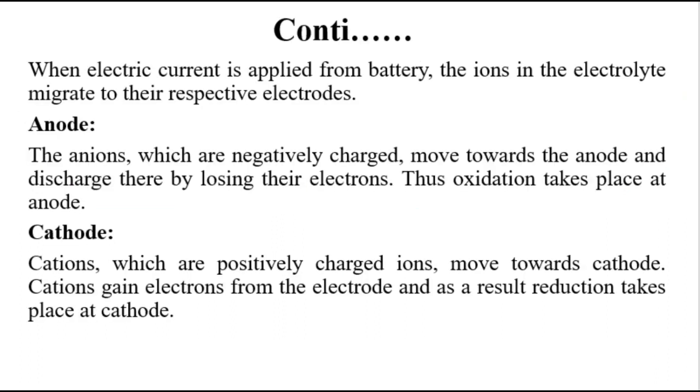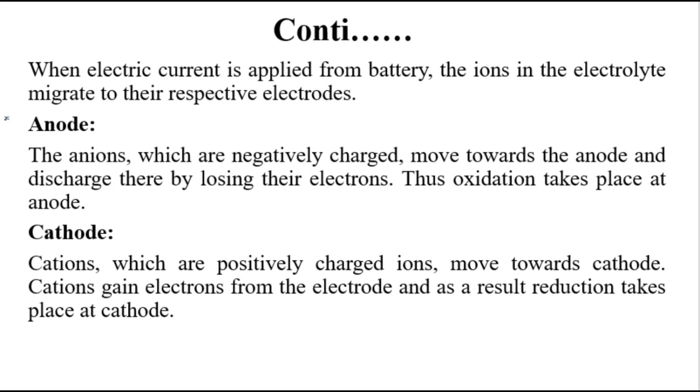On the next slide, we are going to explain the theory that I have already discussed on the previous slide, that when electric current is applied from the battery, the ions in the electrolyte migrate towards their respective electrode. It means when we connect the cell with the battery, the cathode and anode attract the relevant ions, that is anions and cations.